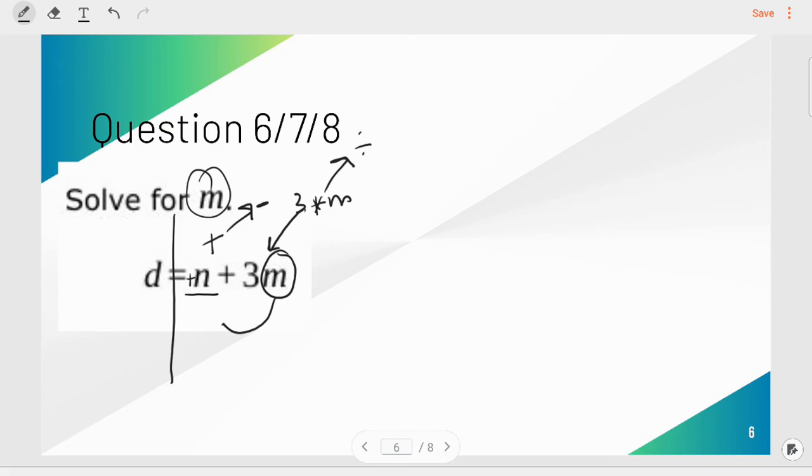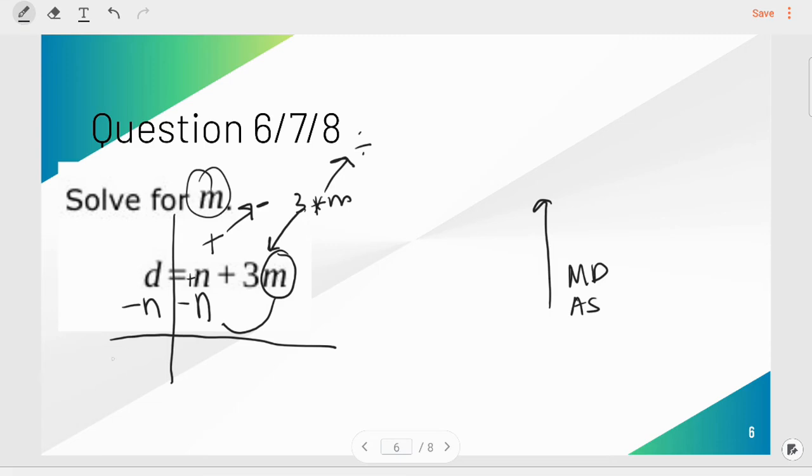Now comes the time when I have to remember, if I'm solving an equation, what would I get rid of first? The addition, or would I get rid of the multiplication? Remember, we do the order of operations backwards. So addition and subtraction we're going to take care of first before multiplication and division. So how do I get rid of the N? Well, I do the opposite. Since this is a plus N, I'm going to minus N. I'm going to do that from both sides.